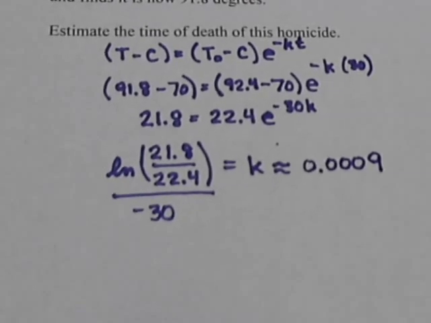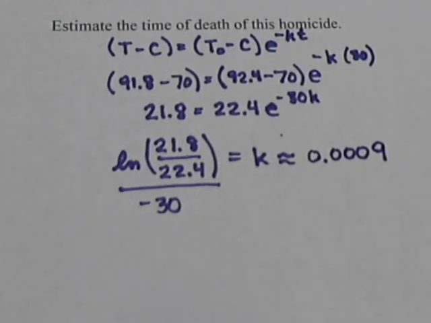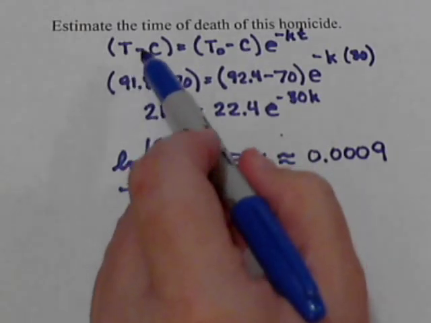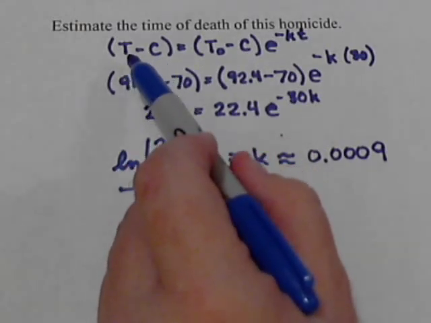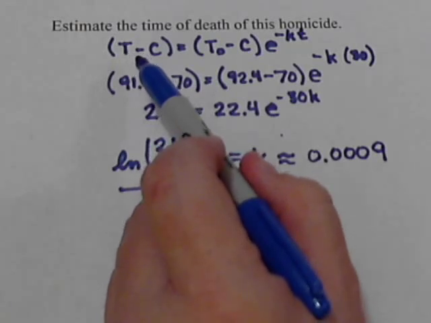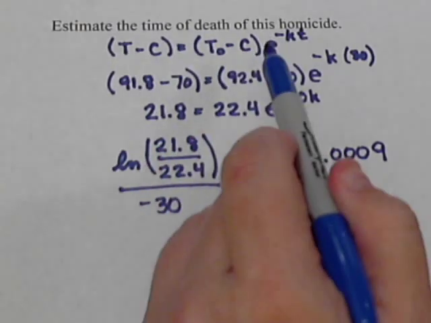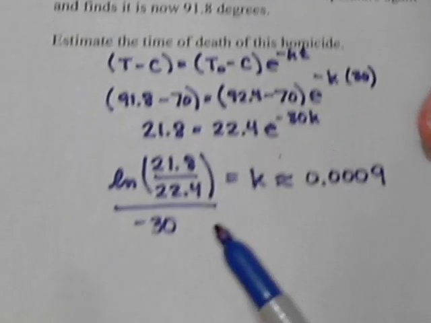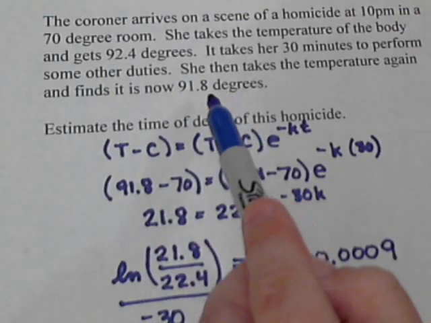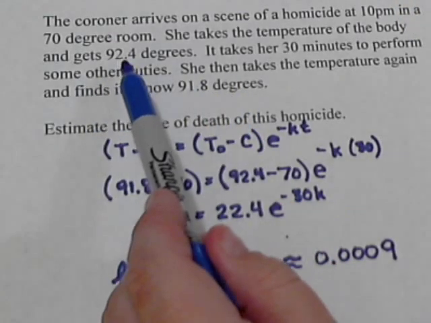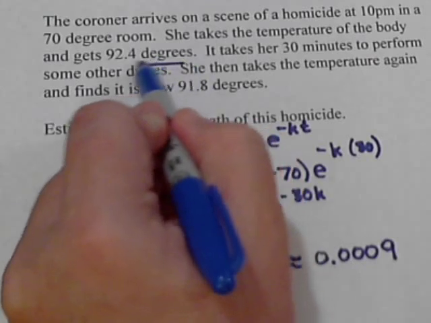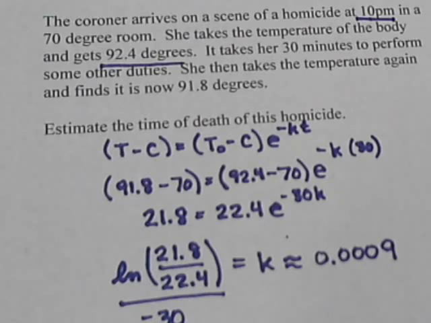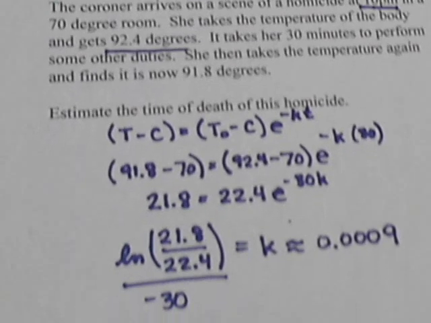Now let's figure out how long the body has been there. We're going to come back up to our cooling rate formula. This time, our T is going to be the ending temperature, from the time the person died to the time we got a temperature that we know. You could use either the 92.4 or the 91.8. I'm going to use the 92.4. What we need to remember is that's the temperature at 10 p.m., so when we get our final answer, we count back from 10 p.m.